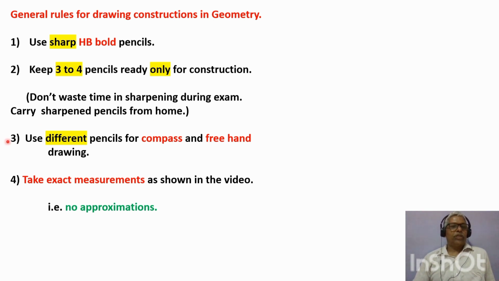Third one, use different pencils for compass and freehand drawing. So don't take out the compass pencil. Use another pencil for drawing a line and point. Fourth one, take exact measurements as shown in the video. There are no approximations. There are a few more rules. You'll go through them. These are very useful. Don't just memorize them, but try to use these.